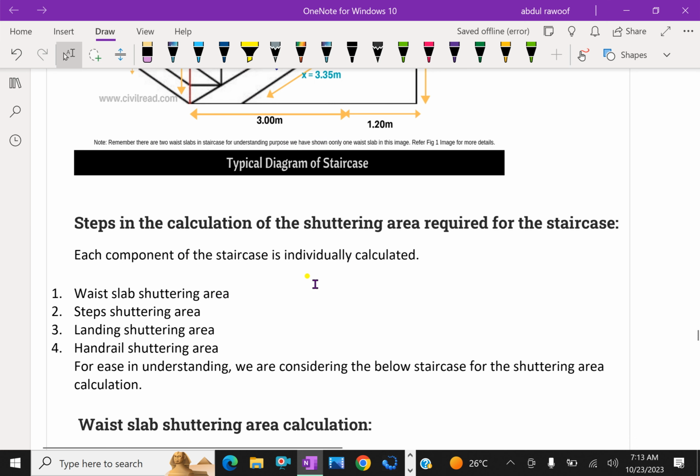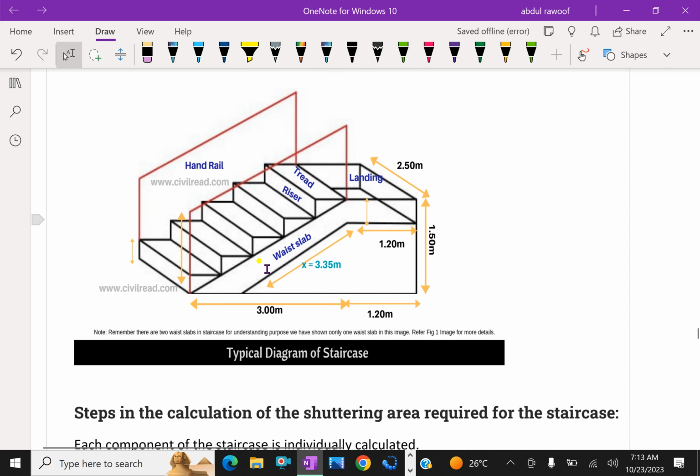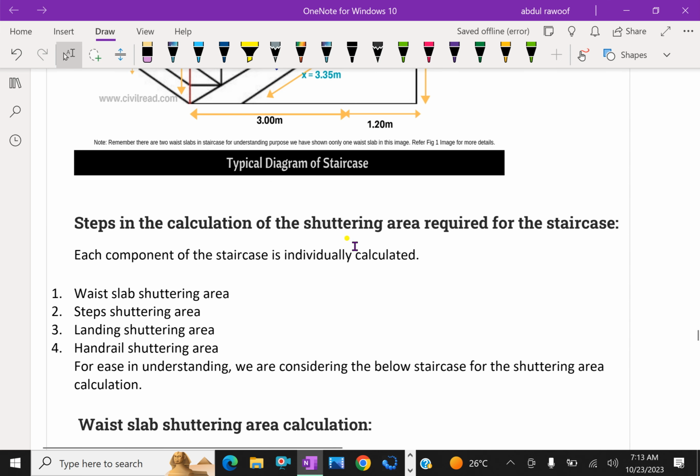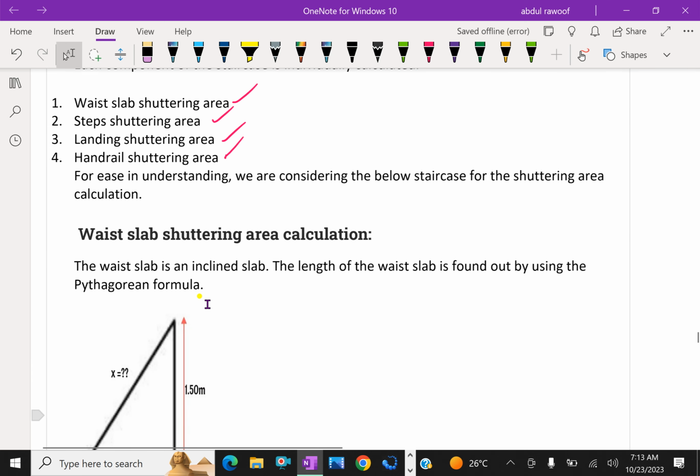Each component of the staircase is individually calculated. Raised slab shuttering area, landing area, steps shuttering area, landing shuttering area, and handrail shuttering area. All these I have to calculate individually and add them. Now, raised slab shuttering area calculation.